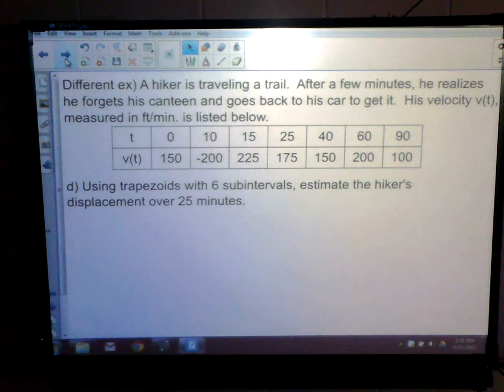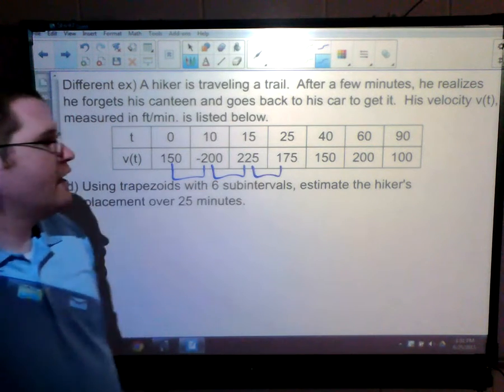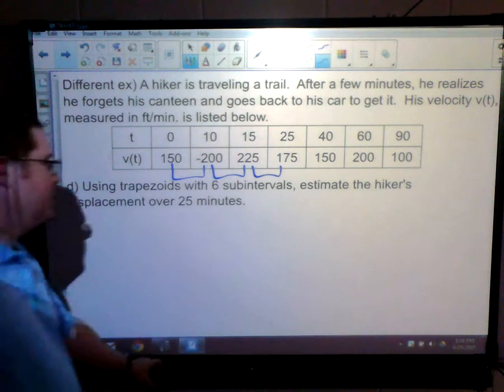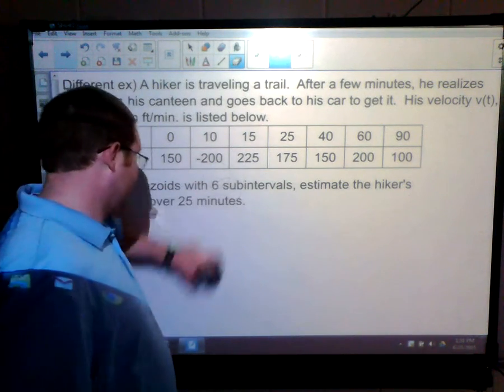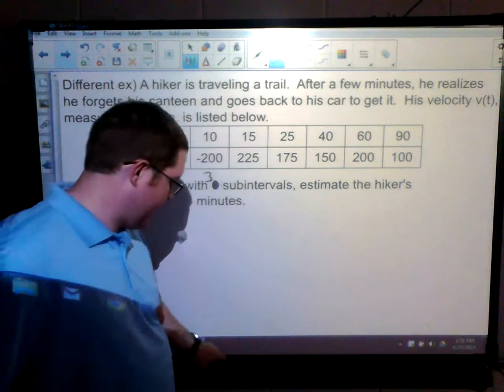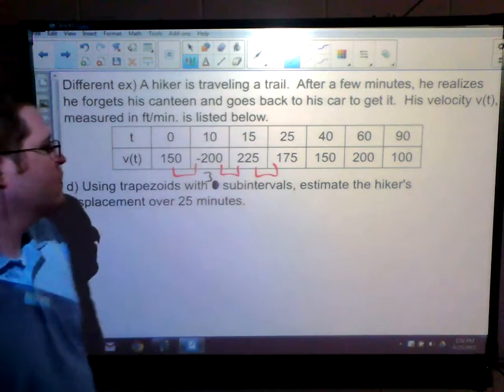Using trapezoid with 6 subintervals, estimate the hiker's displacement over 25 minutes. I can't do this problem. Why not? Because I only have enough data to do 3 subintervals. I'm sure I meant 3 subintervals, so let's pretend like this says 3 subintervals. Okay. So, first one, second one, and third one.